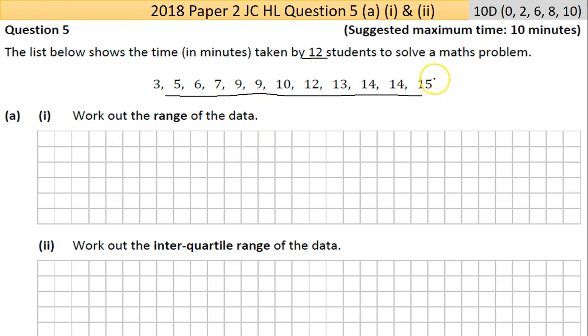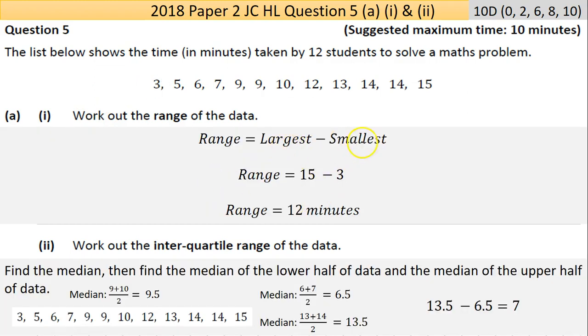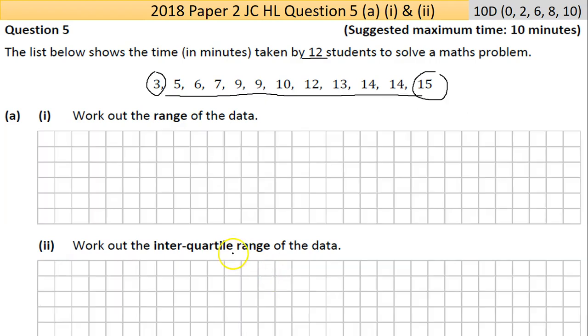Now, the range of data is the largest take away the smallest. So 15 take away 3. I have it here, largest take away smallest. 15 take 3 is 12, and the units are minutes. Okay, so we'll go back, just leave it blank for part 2.